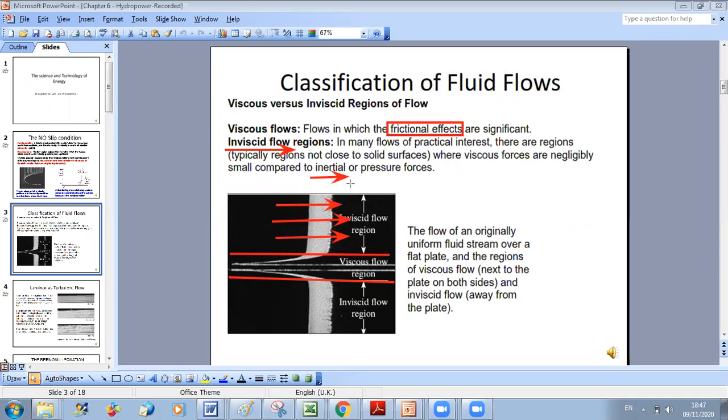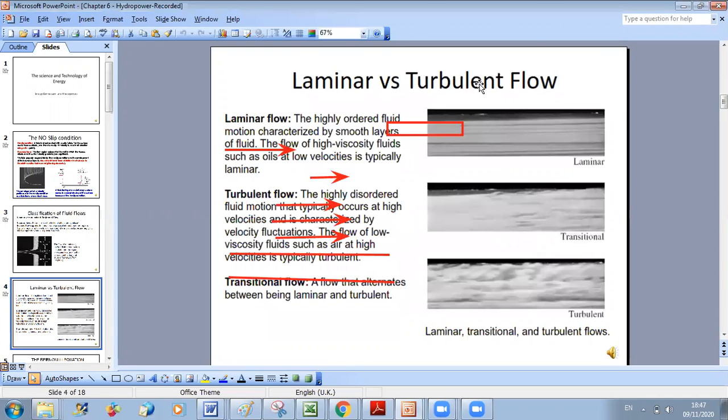Now, for fluids also, we have what we call laminar flow, turbulent flow, and transient flow. Laminar flow is a highly ordered fluid motion characterized by smooth layers of fluid. The flow of high viscosity fluids, such as oils at low velocities, is typically laminar. So when I say it's a laminar flow, it's a very smooth, very ordered flow.